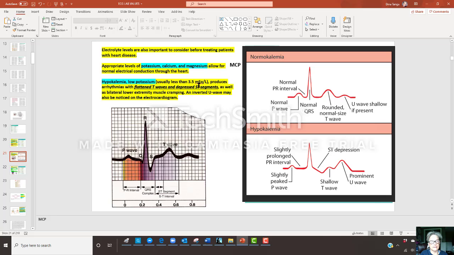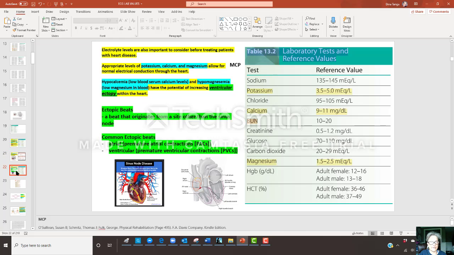And again, for potassium, hypokalemia is less than 3.5, with flattened T waves and depressed ST segments. And with hypocalcemia and hypomagnesemia, you can have ectopic beats.